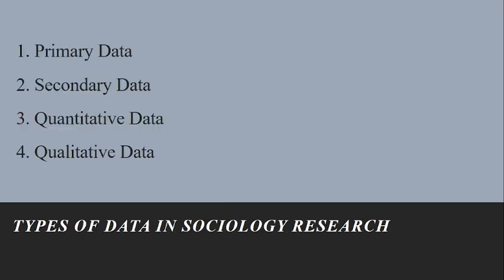Okay. The types of data in sociology research: there are basically 4 types of data used in sociology. The first one is primary data. Primary data refers to the information collected directly by the researcher. This type of data often comes from surveys, interviews, and observational studies. Secondary data is information gleaned from previous research in sociology. This might include data from books, government data, or scholarly journals.